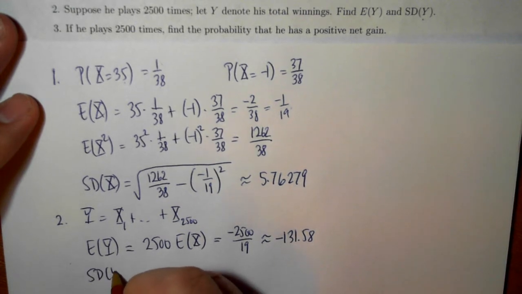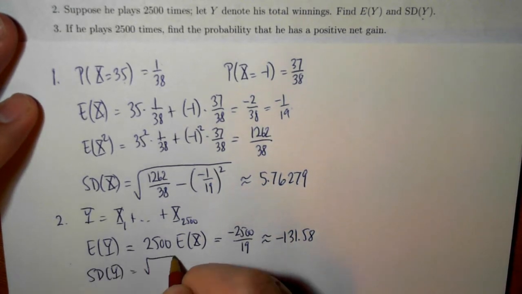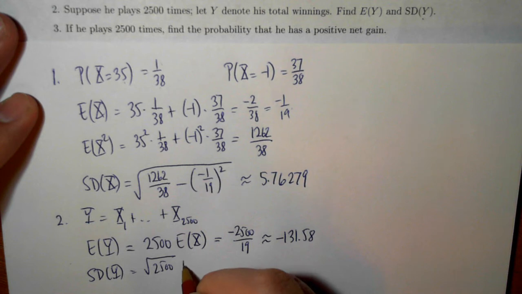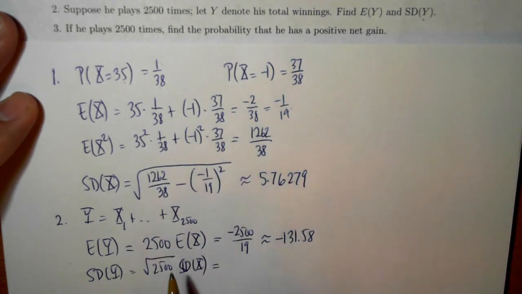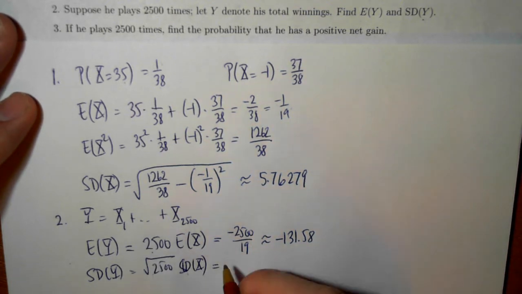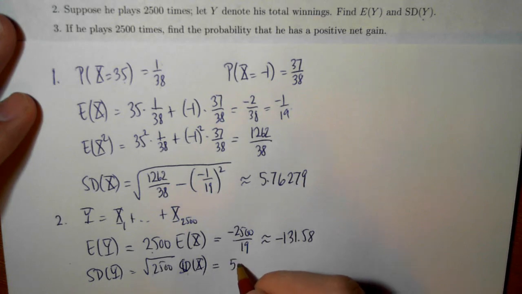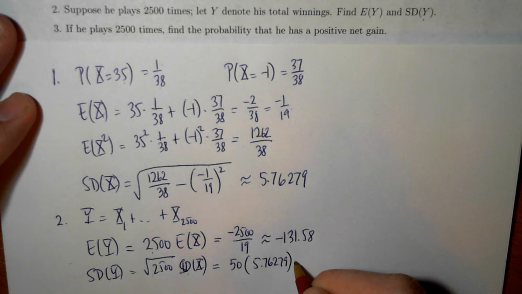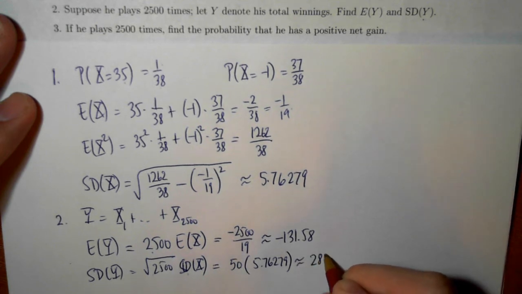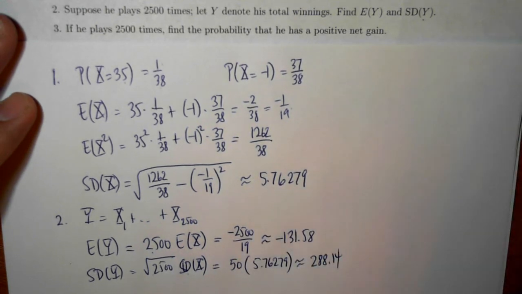The standard deviation of y is equal to the square root of 2,500 times the standard deviation of x. So the expected value gets multiplied by 2,500, and the standard deviation gets multiplied by the square root of 2,500. That works out to be 50 times 5.76279, and that's about $288.14.